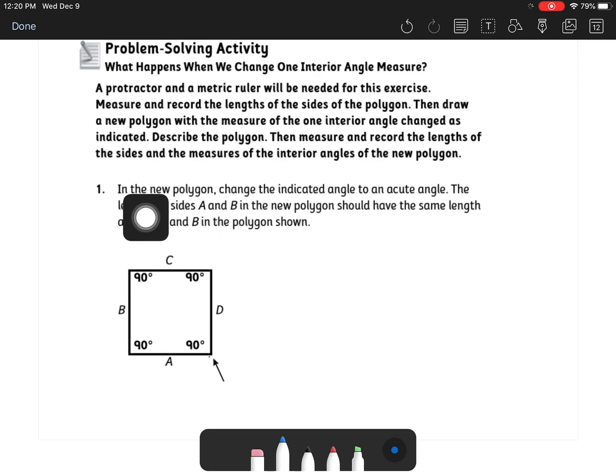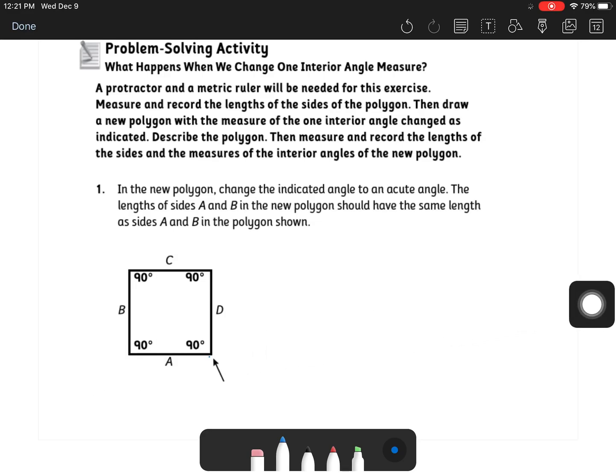Okay, so it says, in the new polygon, change the indicated angle to an acute angle. They mean the angle that they're pointing the arrow to, so this corner, the bottom right corner of the square, we're supposed to change that to an acute angle. It says the lengths of sides A and B in the new polygon should have the same lengths, so those shouldn't change. So this side on the bottom and then this side on the left side, those need to stay the same length.